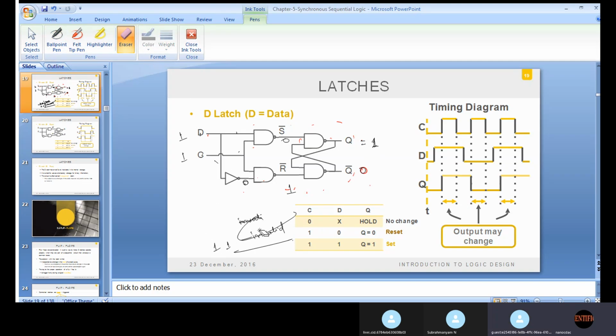So D latch is an extension of SR latch. Extend ఎలా చేశారు అంటే by adding an inverter. Only thing is you are shorting the input of the gates. In between, you are adding an inverter. Okay. So this is what is called as D-latch.